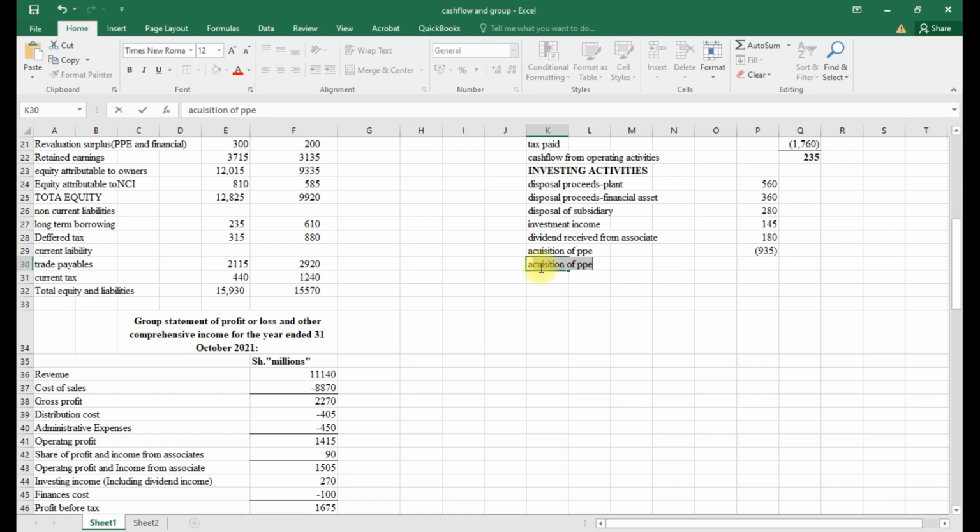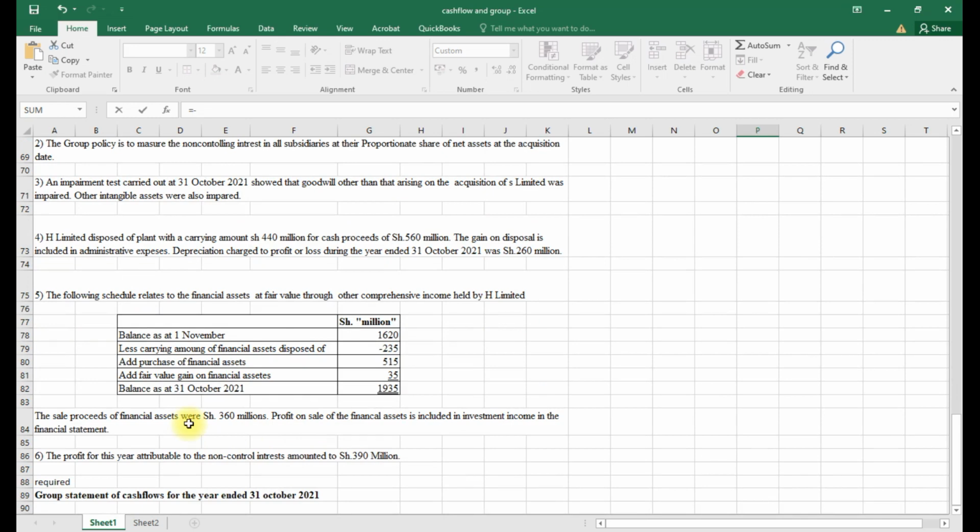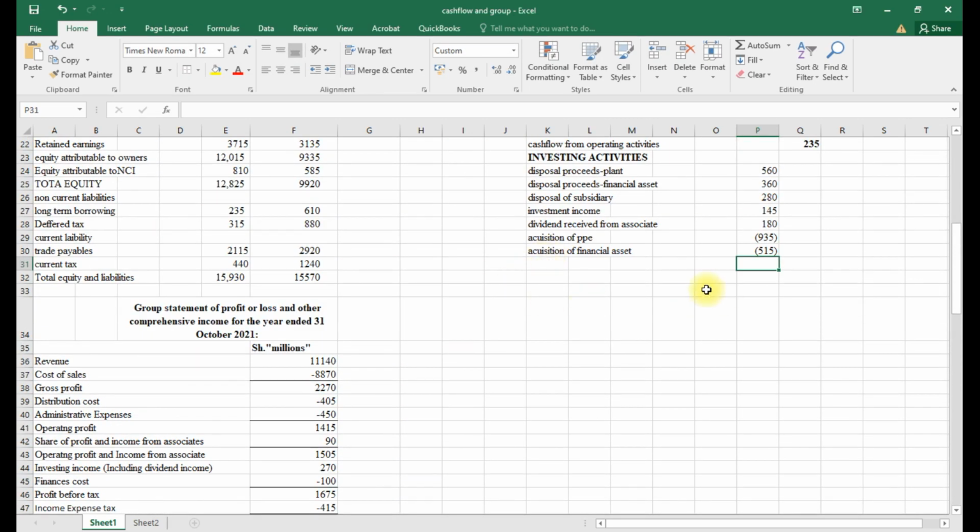We acquired financial asset, acquisition of financial asset. That one we already have put as a negative. Financial asset here, we had purchase of financial asset of 515, so it will be a negative, that one 515. I think that's all that we had there.